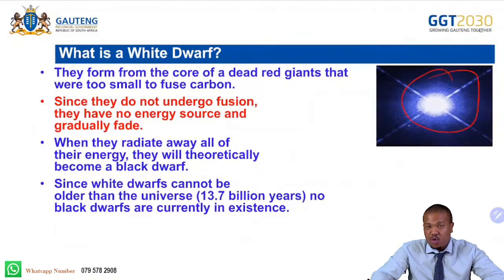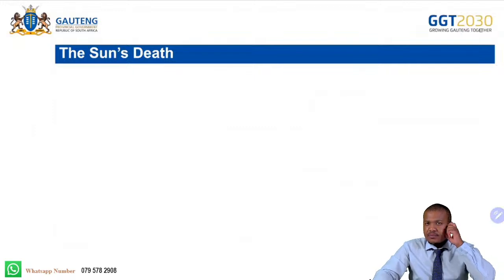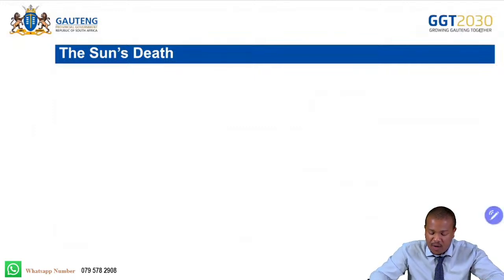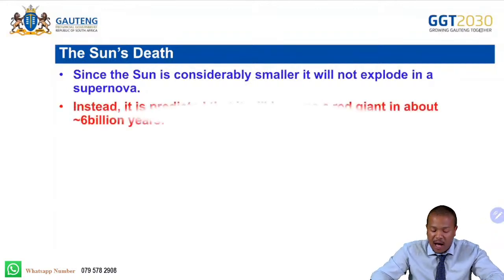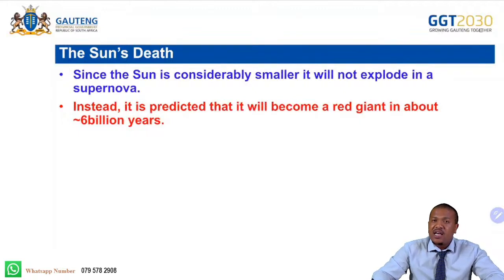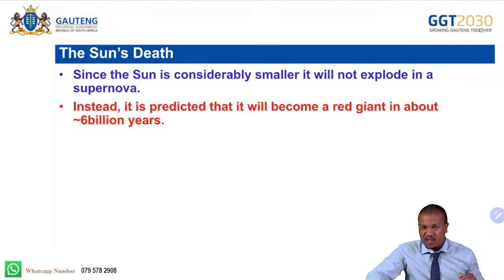A white dwarf. Now, looking at the sun's death as one of the stars, since the star is smaller, talking in terms of temperature, it will not explode into a supernova, but instead, it is predicted that it will become a red giant in about 6 billion years. Think of the time it has now: it has been existing for 4.57 billion years. Then in 6 billion years, what will happen? It will become a red giant.